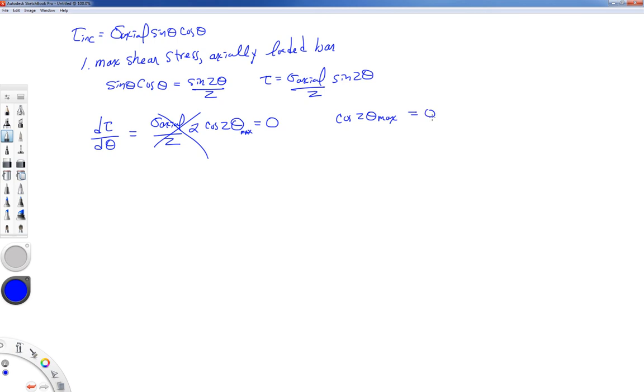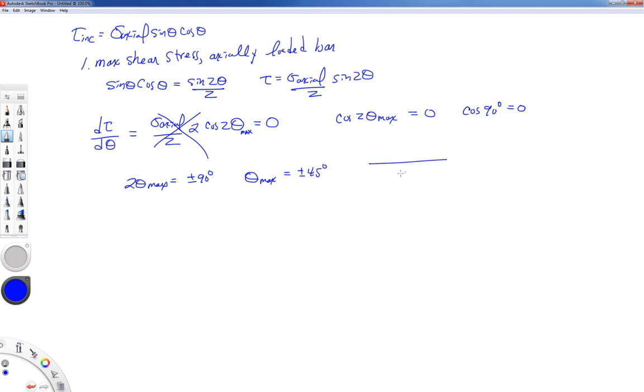Now let's see. The sine of 0 is 0. The cosine of 0 is 1. Oops, the cosine, and if we want the cosine of 90 degrees, that'll get us equal to 0. So the cosine of 90 degrees is equal to 0. It's actually plus or minus 90 degrees. Now, 2 theta, then, is going to be equal to plus or minus 90 degrees. So that means that the angle theta at which maximum shearing stress occurs is plus or minus 45 degrees.